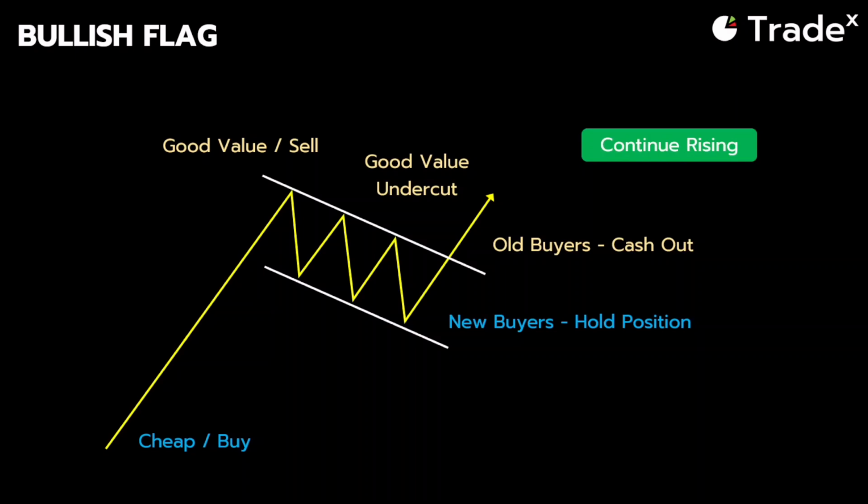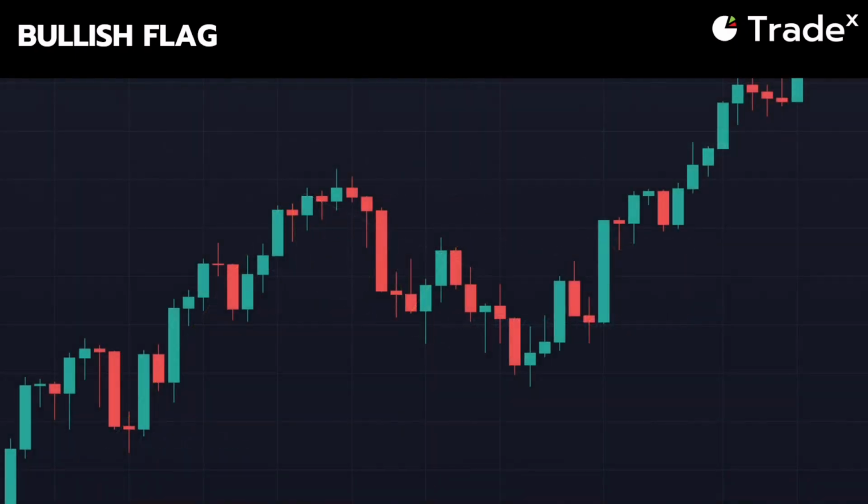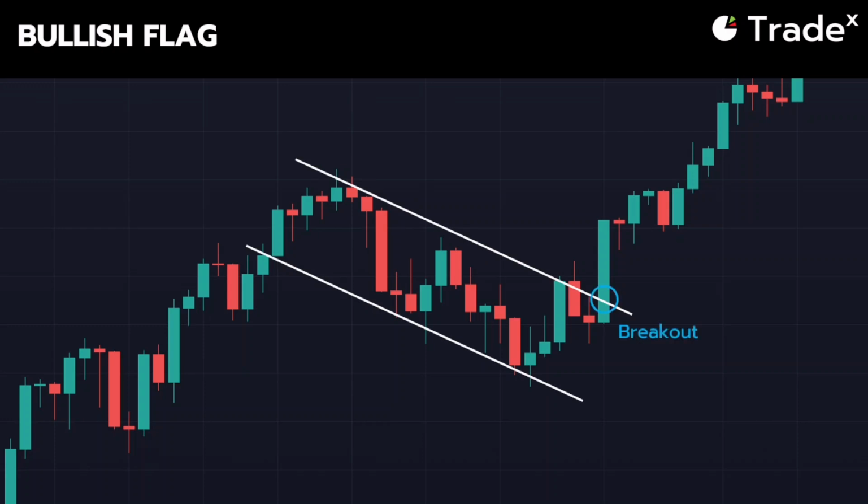Let's look at some examples. Here, the price first rises continuously, then experiences a reasonable pullback. The chart forms a downward sloping shape resembling a flag. Once the price breaks out of the flag pattern to the upside, it continues to rise, signaling a continuation of the previous upward trend.